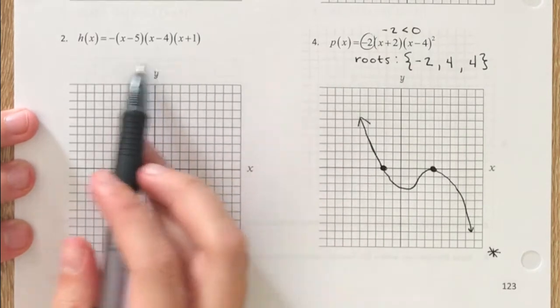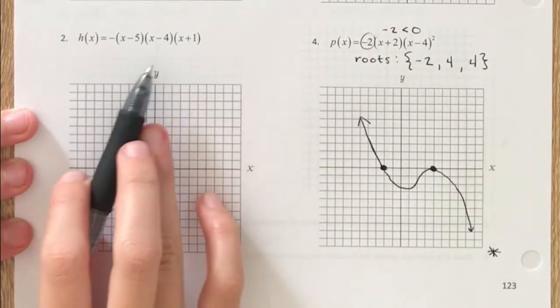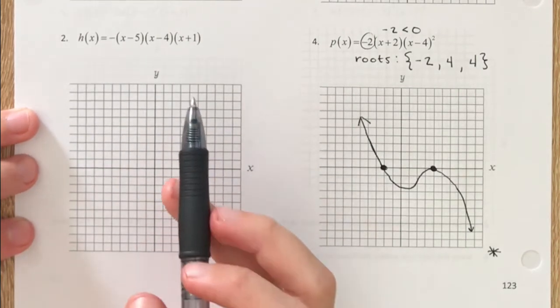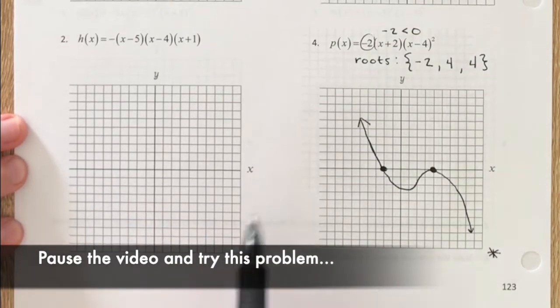Why don't you guys try number 2 here? Write out the list of roots, make sure that it's easy to tell what their multiplicities are, check the leading coefficient for end behavior, and then graph it.